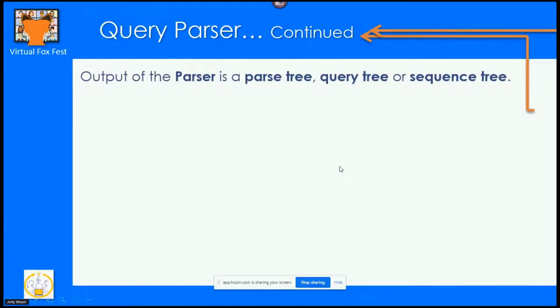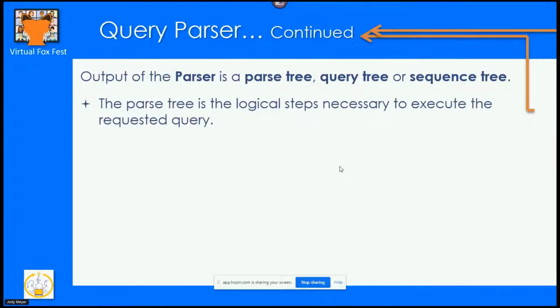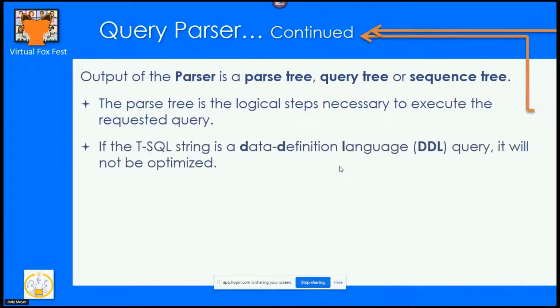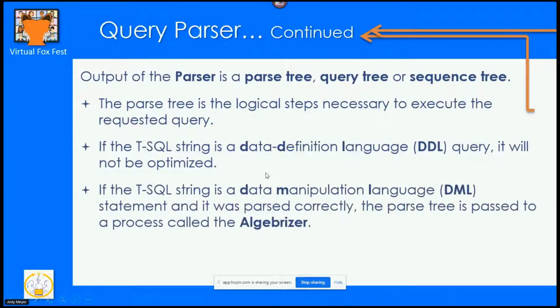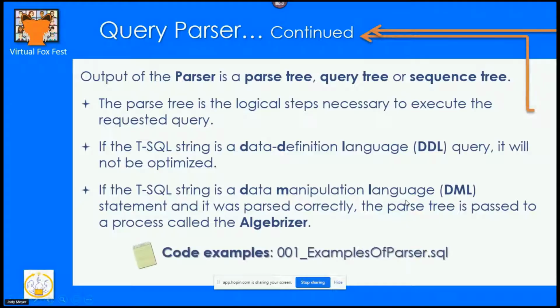And so the output again is the parse tree, and we know that it's logical steps. And again, if it's the DDL query, it will not be optimized, okay? If it's a data manipulation language, the DML, and the parsing is correct, then it goes to the Algebrizer. And let's go look at some examples.